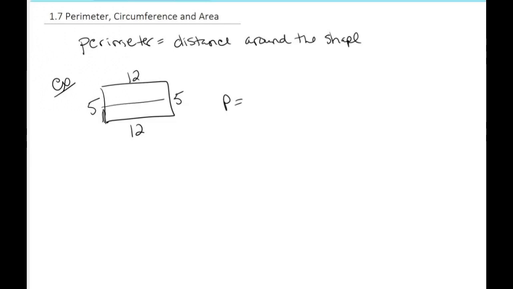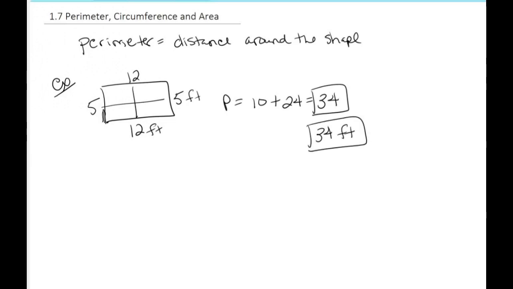So 5 and 5 is 10, 12 and 12 is 24. And so the perimeter would be 34. If there were units, for example, if it gave you 12 feet and 5 feet, then it would be 34 feet. Okay?